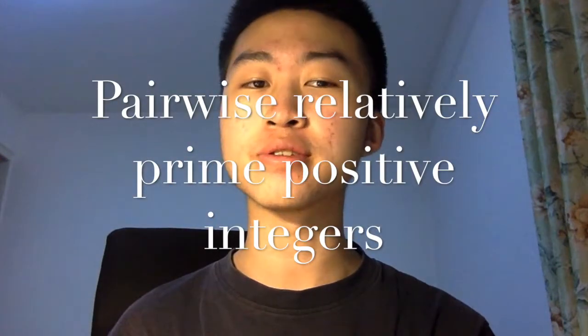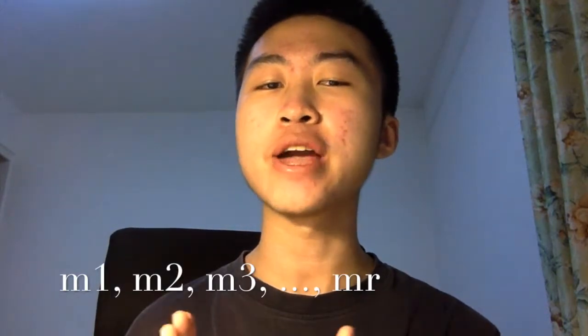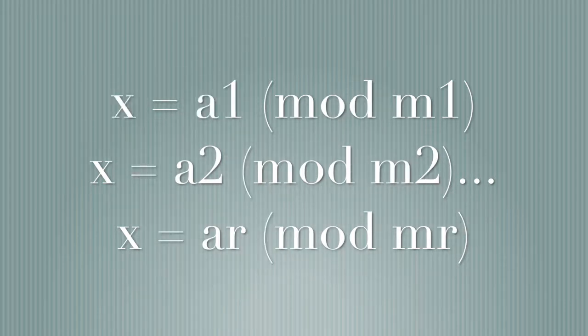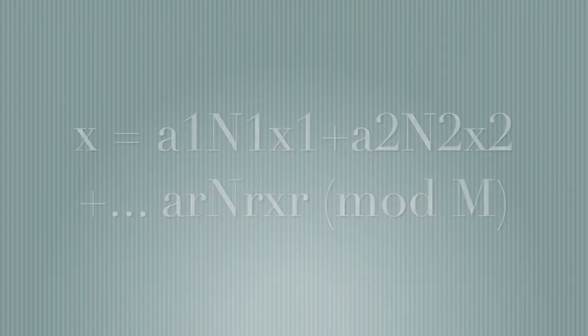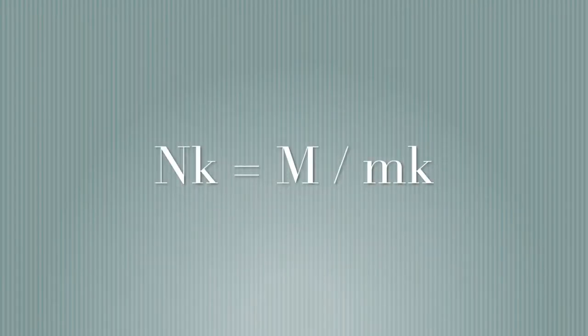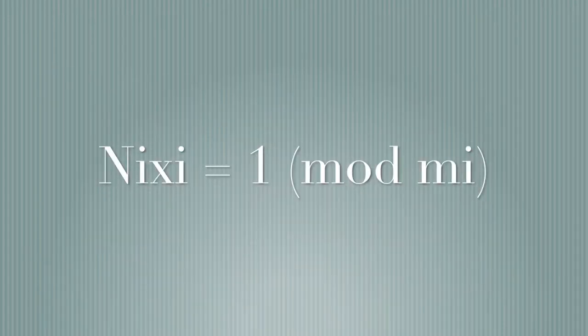CRT states that if you have pairwise relatively prime positive integers m1 through mr, which means that no two integers out of that list share any common factor except for 1, then the following system of congruences will have a unique solution modulo big M, where big M equals the product of m1 through mr. More importantly, the solution is as follows, where the particular nk is big M divided by the particular smaller case mk, and the individual xi's are the solutions of the congruence relations ni xi is congruent to 1 modulo mi.